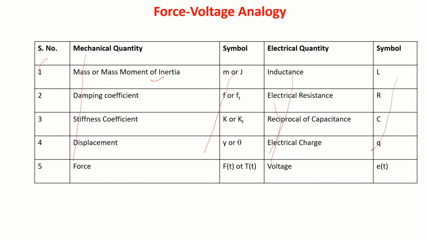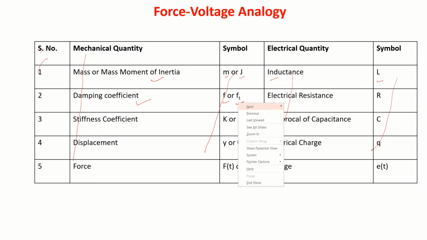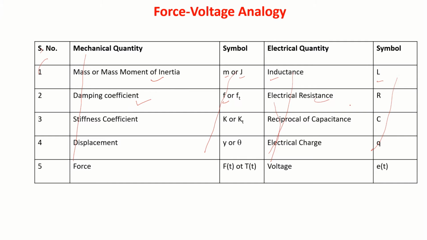Mass or mass moment of inertia, in case of a rotational system, M or J, is equivalent to inductance in electrical. Next is the damping coefficient, F, or Ft if it is rotational, equivalent to electrical resistance R. Stiffness coefficient, K, or Kt for a rotational system, is the reciprocal of capacitance, 1 by C. Displacement is y or theta, equivalent to electrical charge.